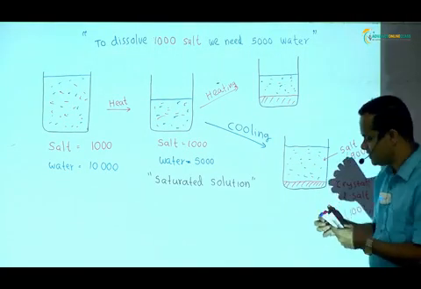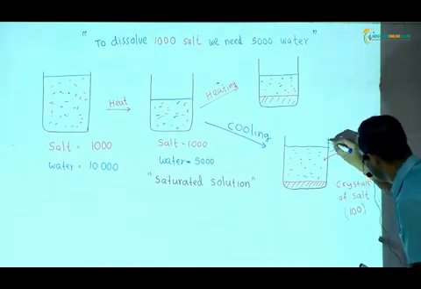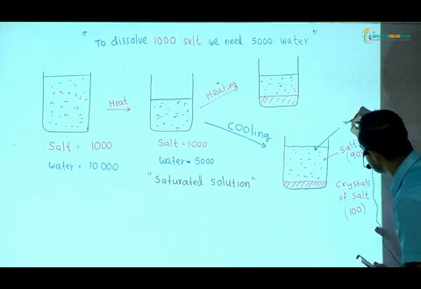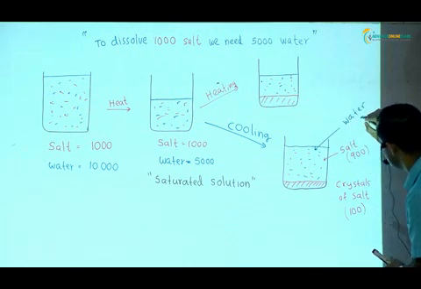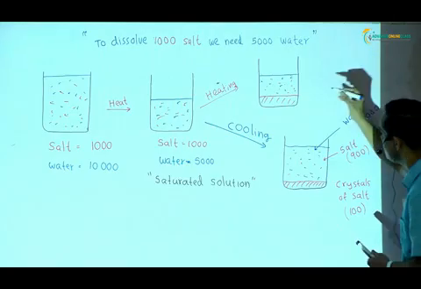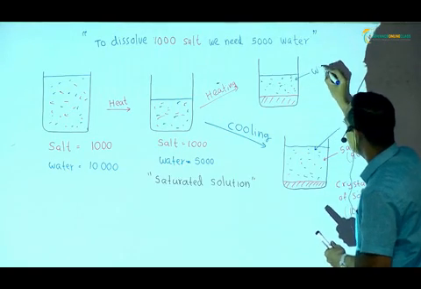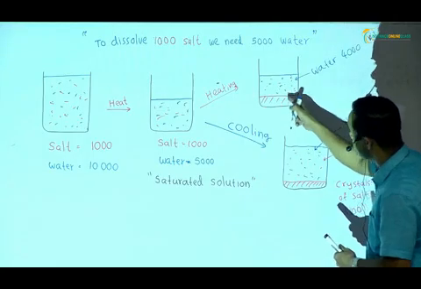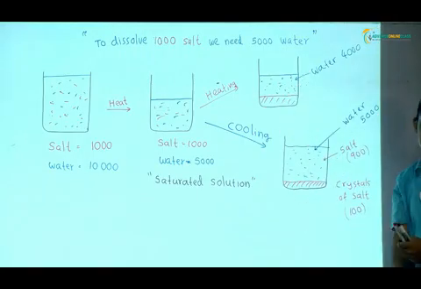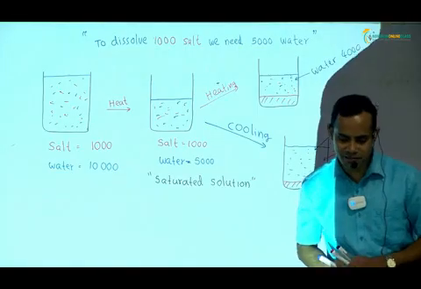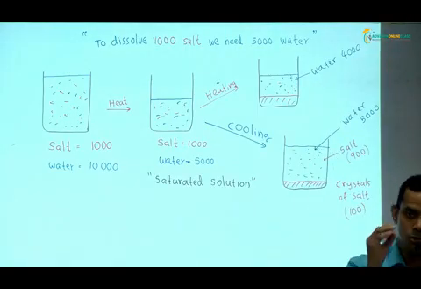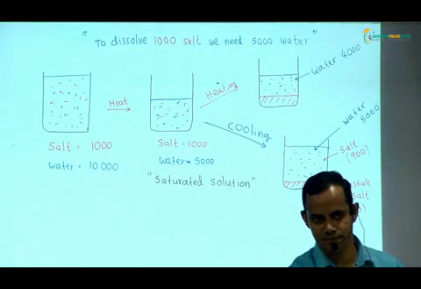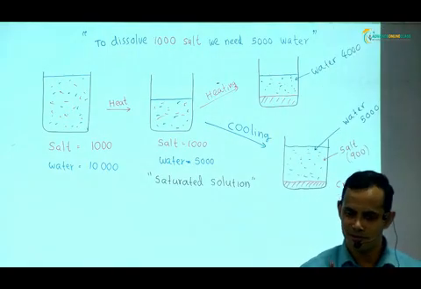Okay, right. So it is like this: this has water still 5000, but this has no water 5000. Now it's like water 4000. Therefore, it can't keep salt dissolved 1000, some amount crystallizes. Right. So what is the best way? Cooling a saturated solution. But heating is also possible.